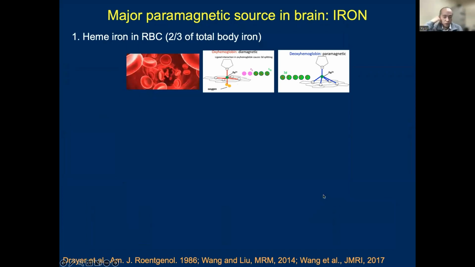And when we look at the brain, as far as we know now, the major paramagnetic source in the brain is iron, either in its ferric or ferrous form. About two-thirds of the iron stored in our body is bound to the hemoglobin in our blood pool. Of course, its magnetic susceptibility depends on its oxygenation level, and that's the well-known mechanism for the BOLD effect.